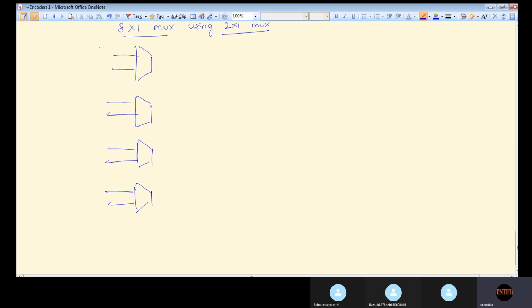Okay, how many select lines will there be? For an 8x1 MUX, 2 power 3 is equal to 8, so there will be 3 select lines. Okay, so what do we do now? A7 A6 A5 A4 A3 A2 A1 A0. So this is like one select line you are getting, S2. Okay, so 1, 2, 3, 4. So what you are getting: Y3, Y2, Y1 and Y0. These are the outputs.